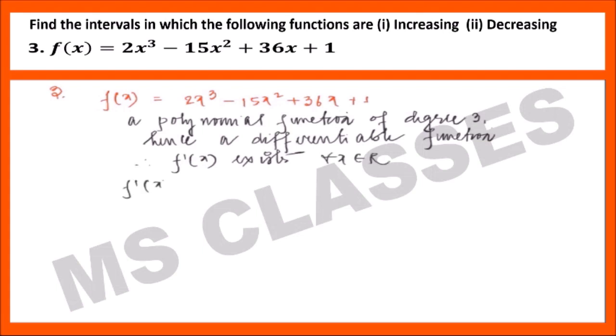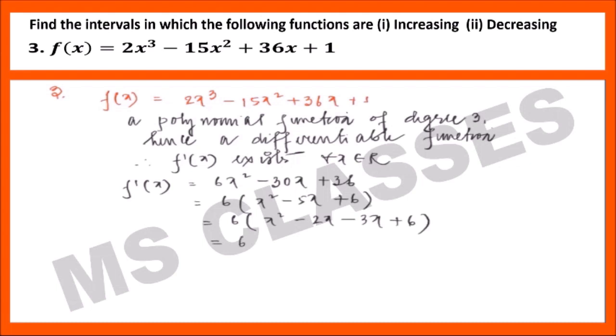Now f'(x) equals 6x squared minus 30x plus 36. If we take 6 common, x squared minus 5x plus 6. On further simplification, this gives us x squared minus 2x minus 3x plus 6, which is 6 into (x minus 2) minus 3 into (x minus 2). So this is 6 into (x minus 2) into (x minus 3).